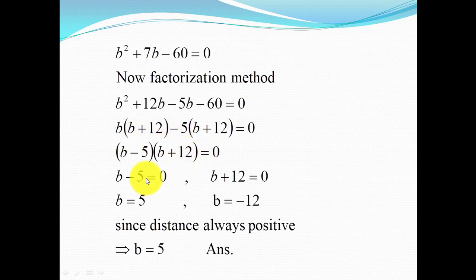This implies that the product is equal to 0 if and only if b minus 5 is equal to 0 or b plus 12 is equal to 0. Since b is a length, b cannot be negative. It means that b is equal to 5, since b plus 12 is always positive. So this is the required result.